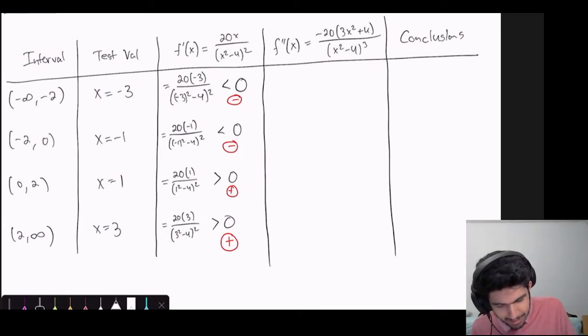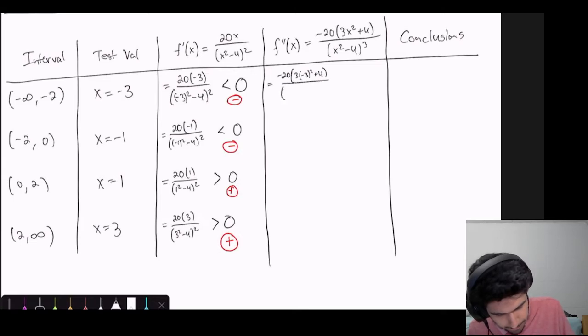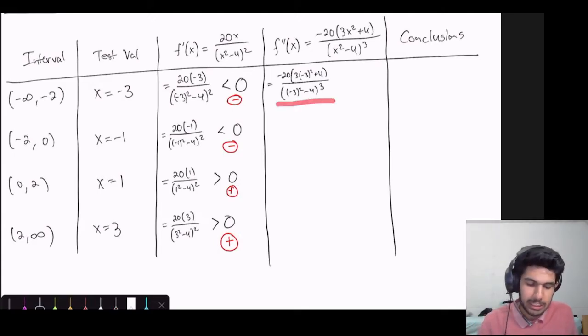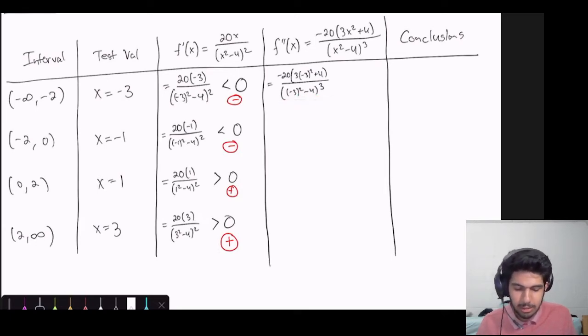So here, I'll write out the first one because it's going to take a really long time to write everything out every single time. So this is divided by -3 squared minus 4 cubed. So now we have to be a little bit careful. The denominator is cubed, so that could be positive or negative. So -3 squared is 9, minus 4 is 5, so 5 cubed is positive.